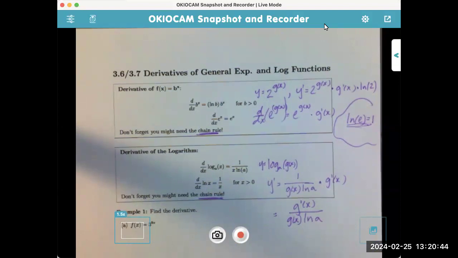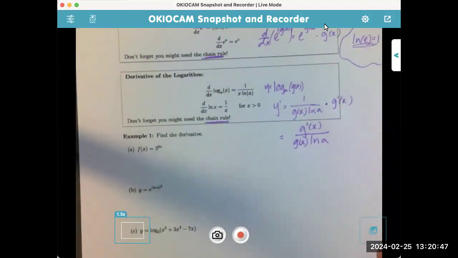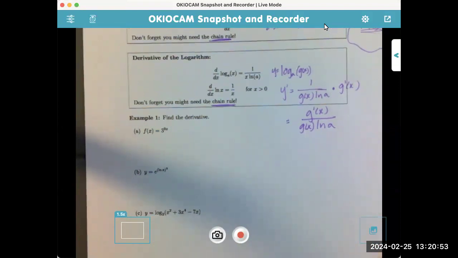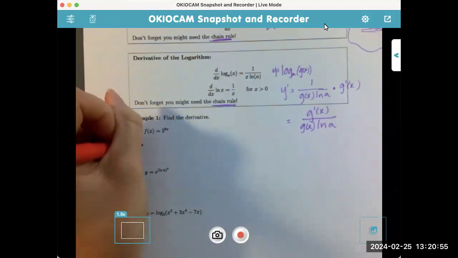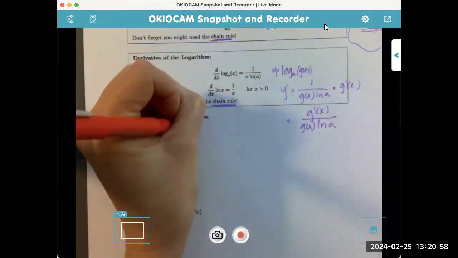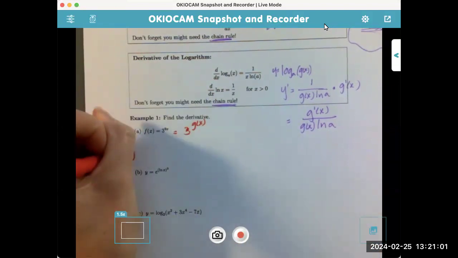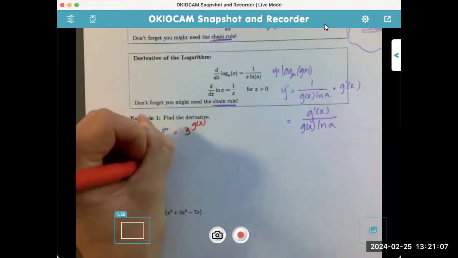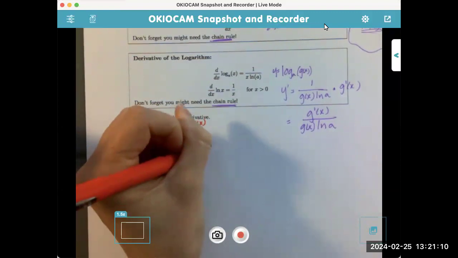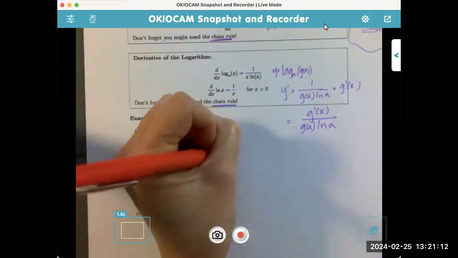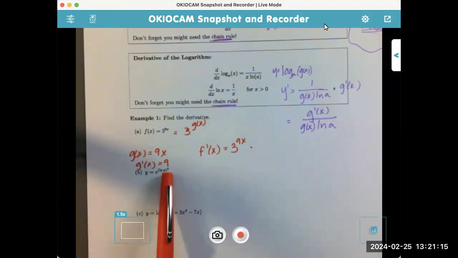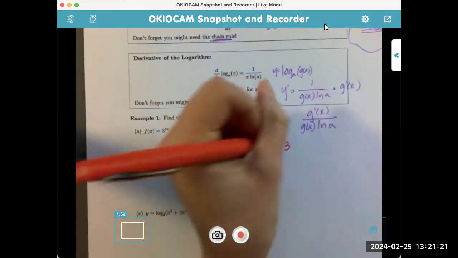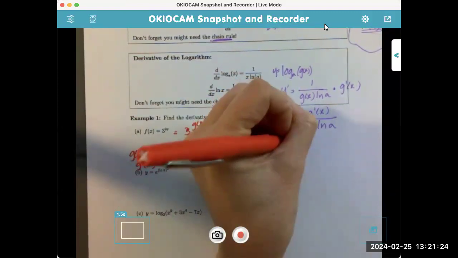So let's do some examples about the derivative. Remember, it's a copy paste job and then just times the derivative. If this is 3 to the g of x, then g of x is 9x, and the derivative of that is just 9. So f prime of x is copy paste 3 to the 9x, now times the derivative of the power, 9. We might say 9 times 3 to the 9x.